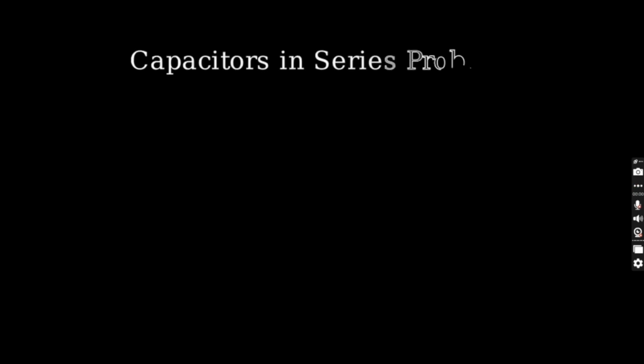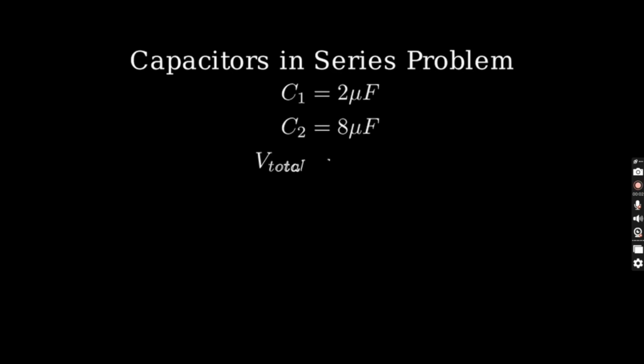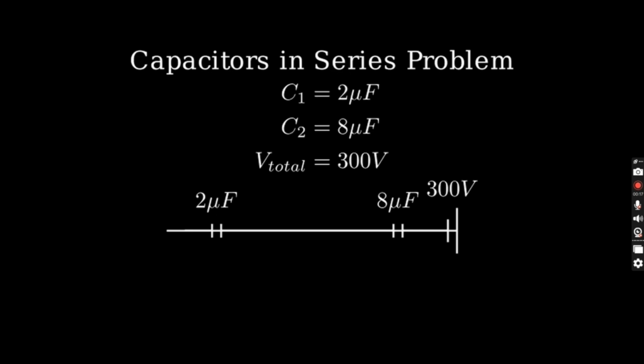Let's solve a problem involving 2 capacitors in series connected to a battery. We have a 2 microfarad and an 8 microfarad capacitor connected in series across a 300-volt battery. We need to find the charge, potential difference, and energy stored in each capacitor. Let's start by drawing our circuit. Here are our 2 capacitors in series connected to a 300-volt battery.